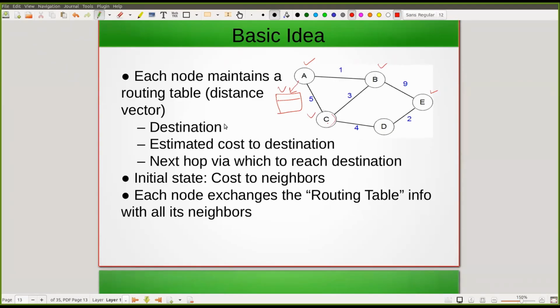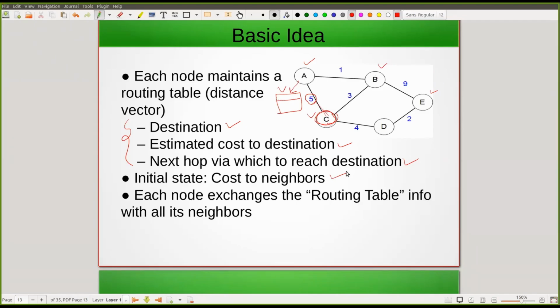So what information is maintained in the distance vector? What is the destination? Let's say C is my destination. What is the estimated cost to the destination? And what is the next stop through which I can reach C? If I want to reach C, then C is my next stop. So these are the three important pieces of information maintained inside the distance vector to make communication possible. First of all, each and every node maintains a routing table with local information, and that is called a distance vector. Initially they only know the cost to their neighbors, as I have already mentioned.